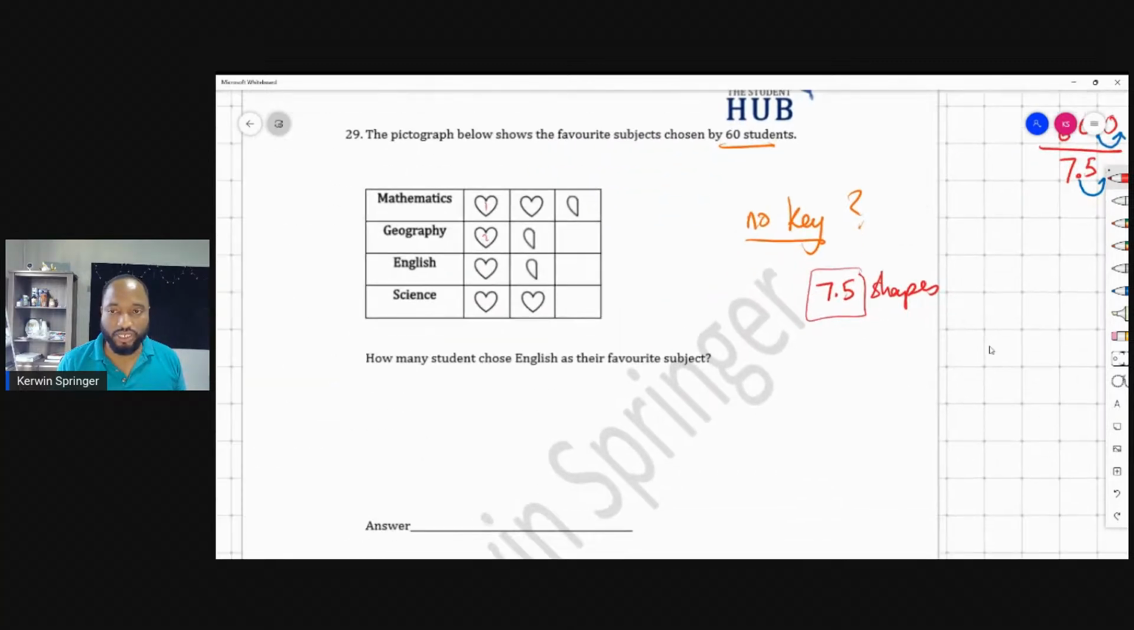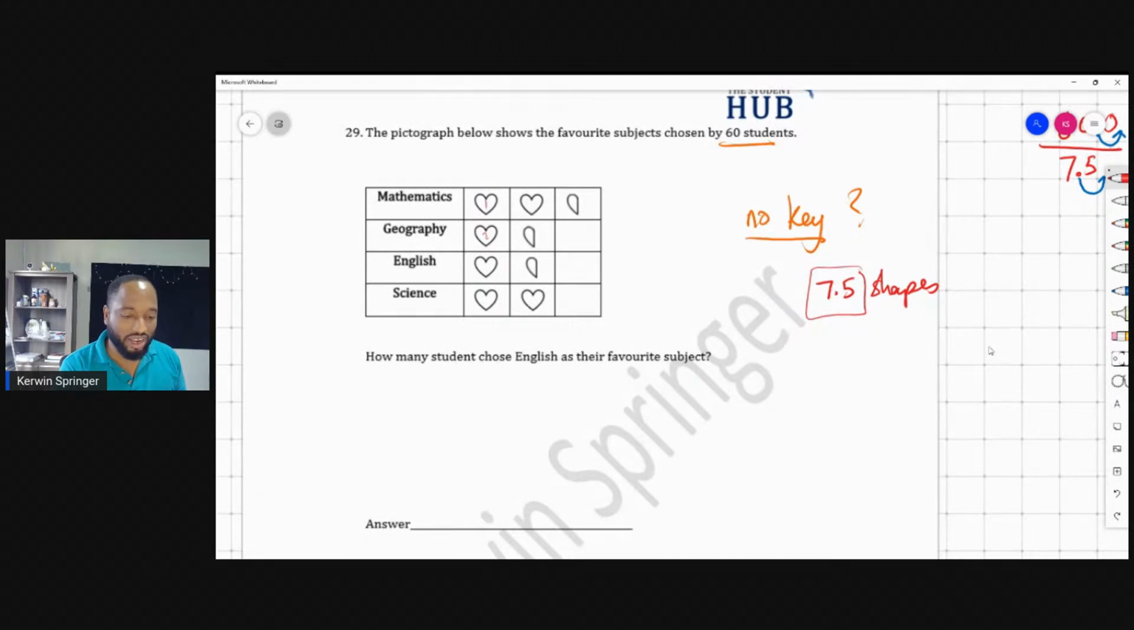And that answer was being shouted by many in the chat. So it means that 1 heart represents 8 students. That's why we have 7.5 hearts making 60. That's not it yet. We need to find how many students chose English as their favorite subject. Well, 1 heart means 8. Half of a heart would mean 4. So 8 plus 4 is 12 students.